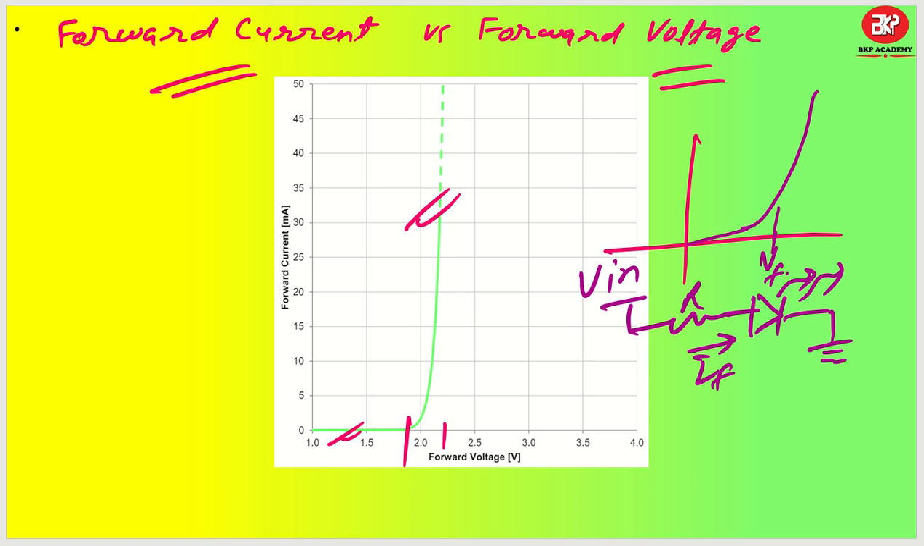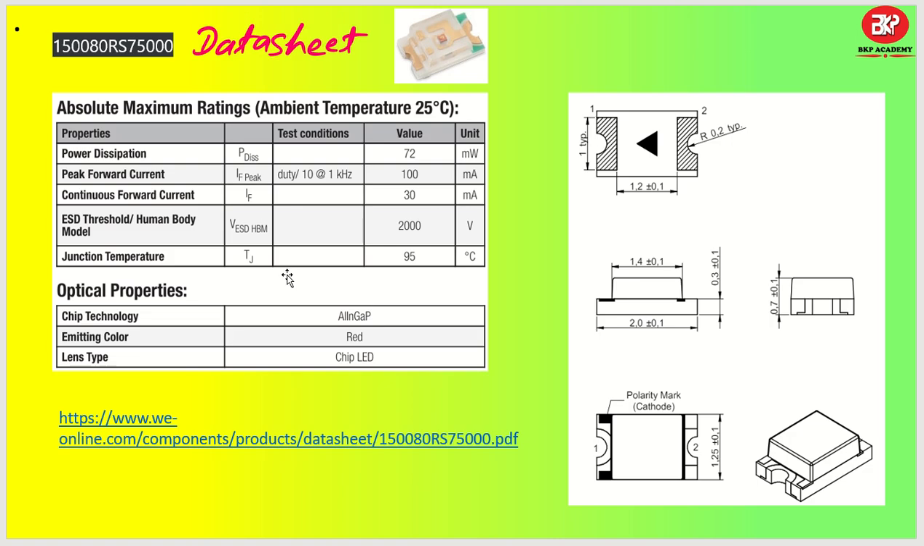Let me give you a proper detailed description of the data sheet. This is the part number that I have taken. As you can see, it gives you a power dissipation rating of 72 milliwatts. So let's say 20 milliampere current is there and 2.2 volt drop is there. Then what will be the total power dissipation across this? It is 44 milliwatt. It is less than 72, so this is good to go ahead.